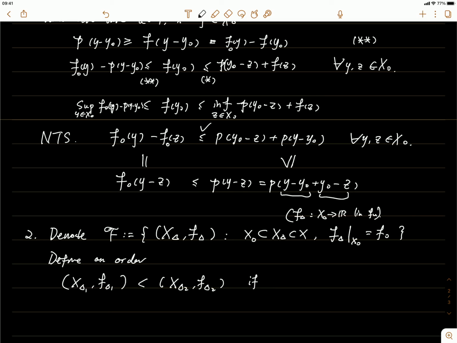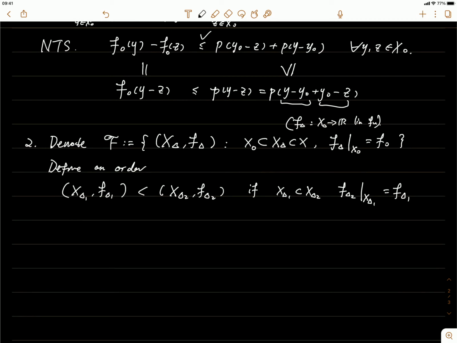if X_δ1 is a linear subspace of X_δ2, and F_δ2 restricted to X_δ1 is F_δ1. So that means if this contains this space, and F_δ2 is the extension of this to the larger space, then we can define this order. Not every pair can necessarily be compared, but we can still define this order here. So this is a partial order, and F is a partially ordered set.